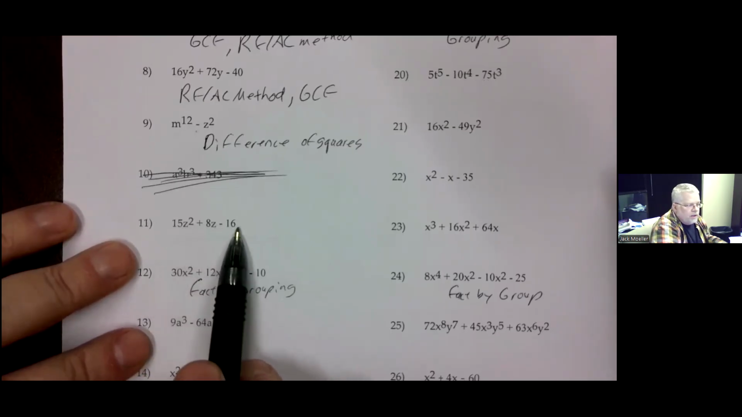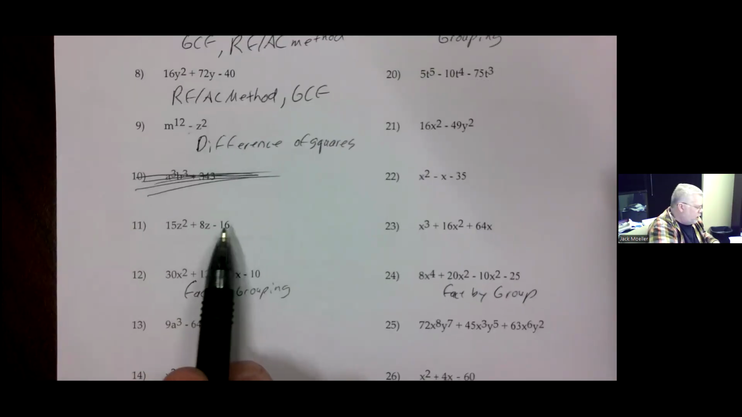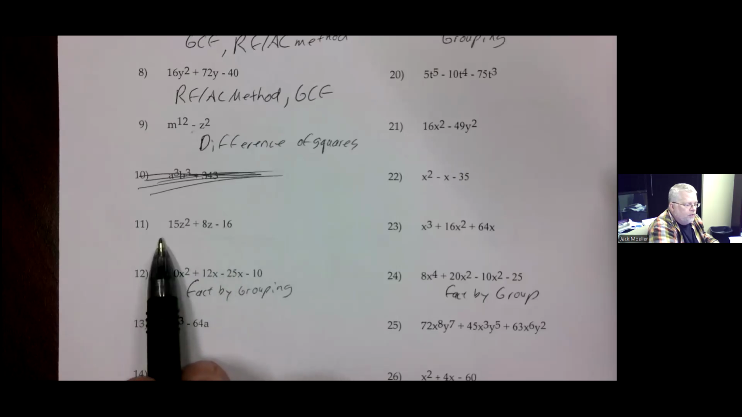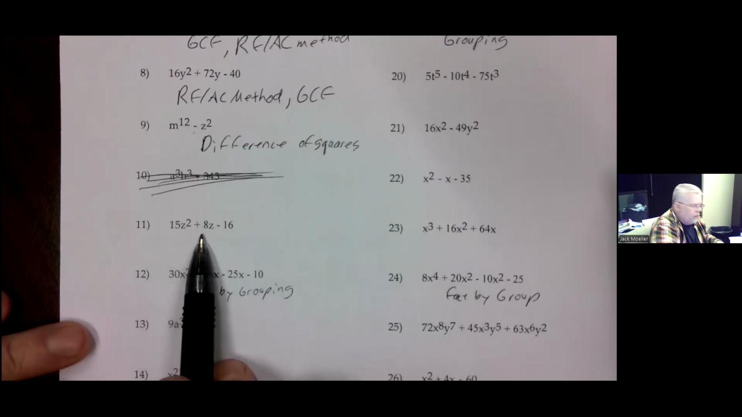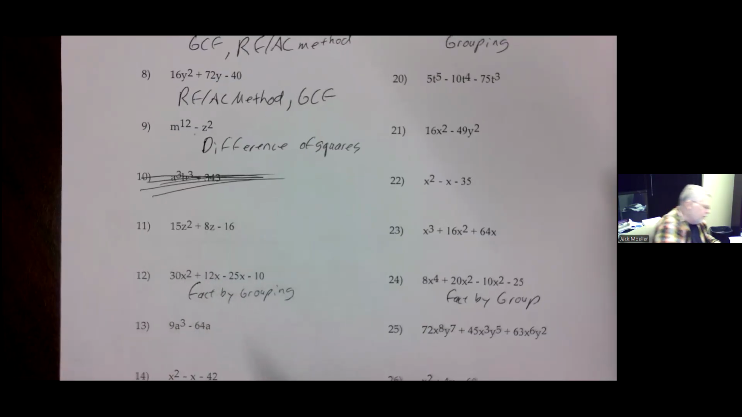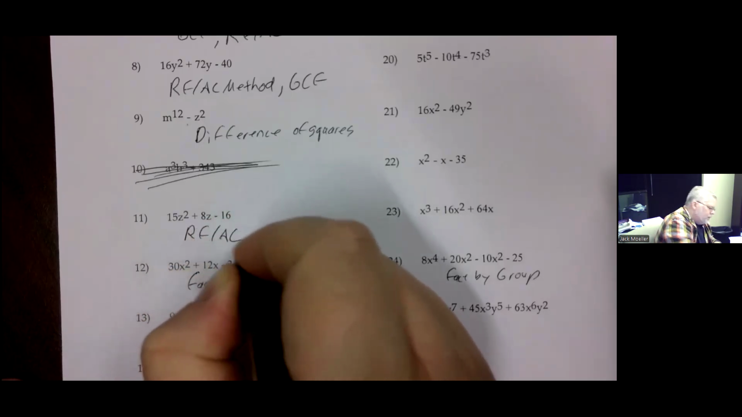Well, there's not a Z in that minus 16, so there's no variable common. What about numbers? I like to start with the smallest number, 8. 8 will go into 16, but 8 doesn't go into 15. So we need to be smaller than 8 if there is a GCF. But 15 is 3 times 5, and neither 3 nor 5 go into 8. So there's no GCF on this one, but knowing that is an important skill. So this is just a trinomial, so this is reverse FOIL or AC.